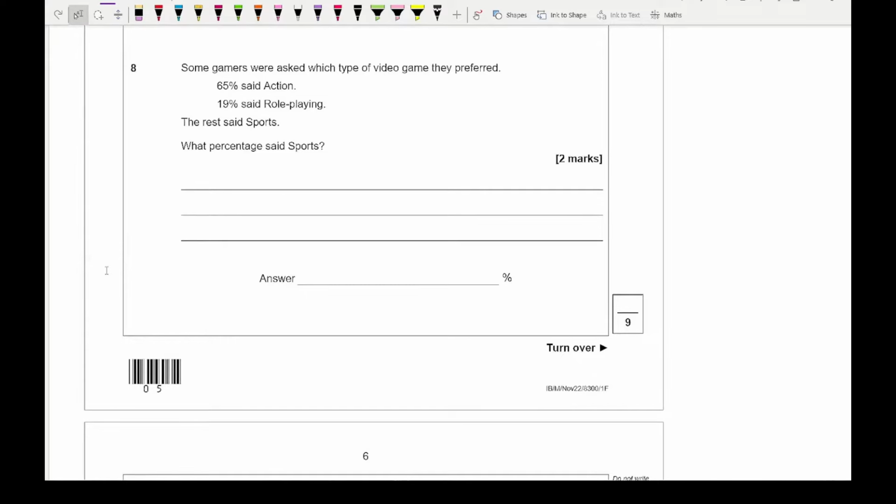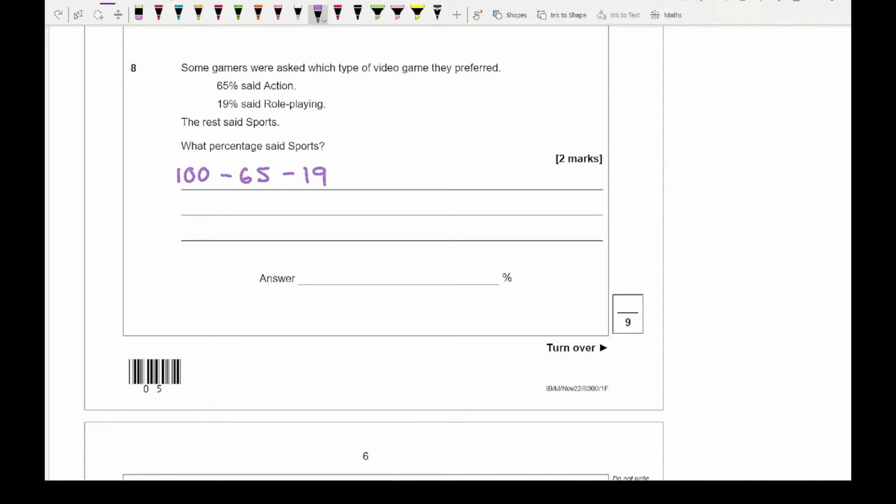Moving on to question 8, it says some gamers were asked which type of video game they preferred. 65% said action, 19% said roleplay, and the rest said sports. What percentage said sports? So for this, all we need to do is just take away these two numbers from 100. So we've got to do 100, take away 65, take away 19.